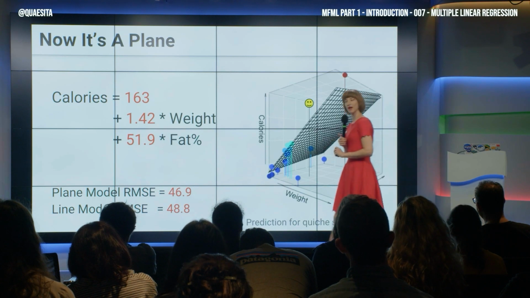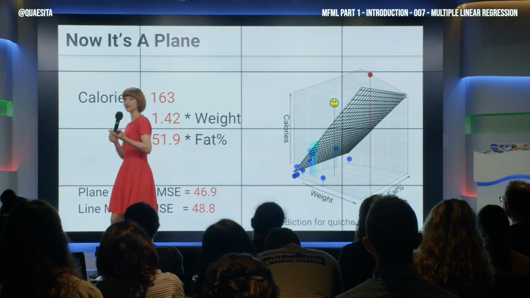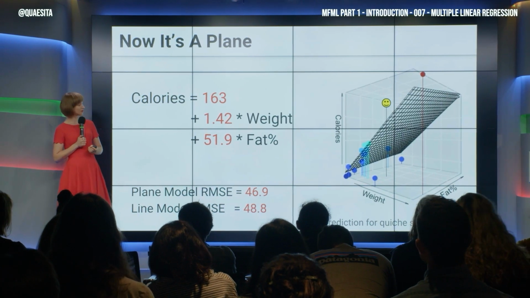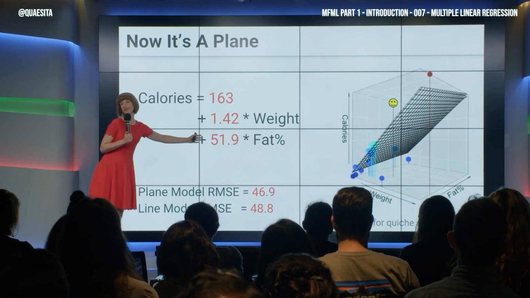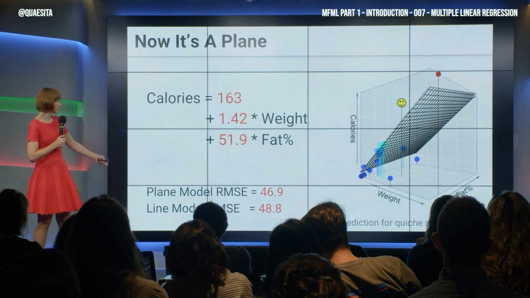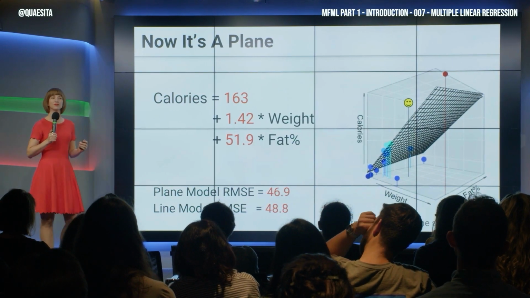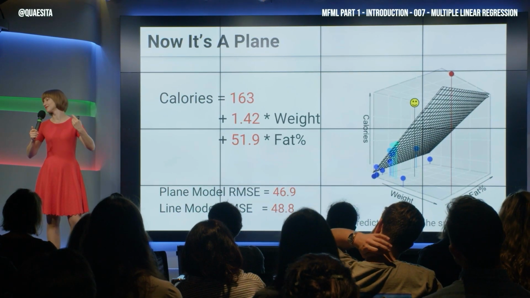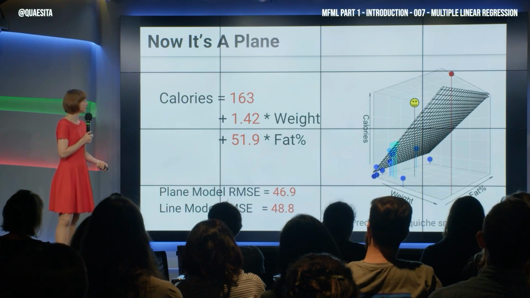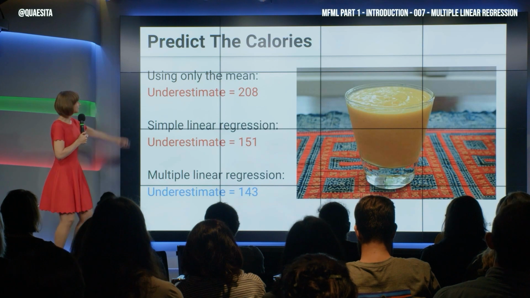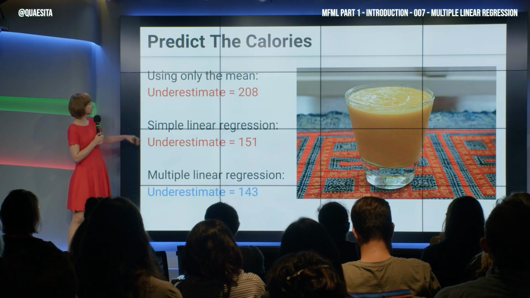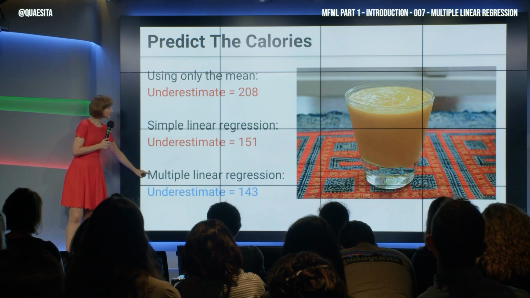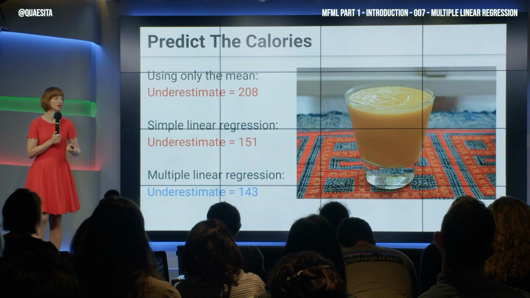I don't know, I'm not feeling it. I had to double the number of ingredients into my recipe, and all I get for that is this measly tiny improvement. Maybe after all, this isn't such a promising direction to go in. Maybe I would prefer the simpler model, but of course, don't worry about that too much. You can always try both of them in a new dataset and see which one is working better. So how are we doing so far? Using only the mean. There's our underestimate. With simple linear regression, that means 1 ingredient. We've improved. And only a slight improvement with multiple linear regression. That means more than 1 input into the model.